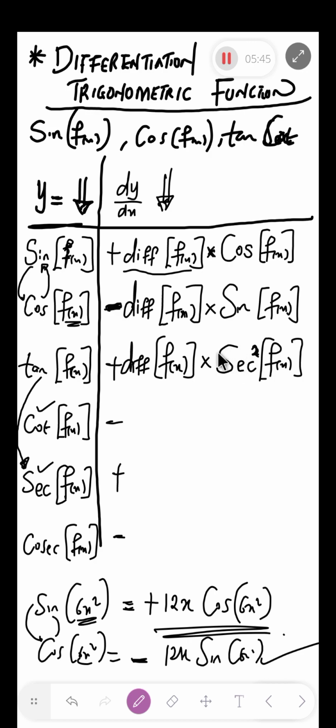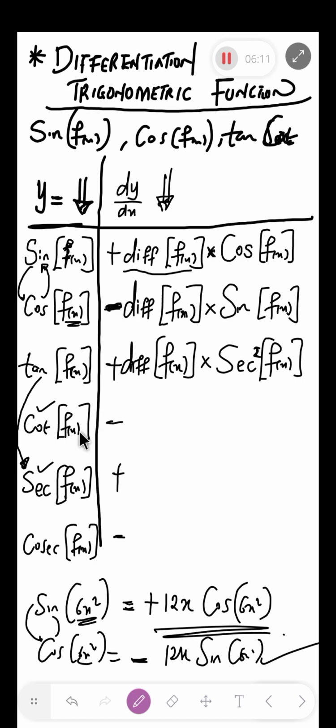Or you can decide to put all this in a bracket and then square it. It's still the same thing if you don't want to use this. Is that clear? So that's how it works in that case. So we have sec squared f of x in that case.